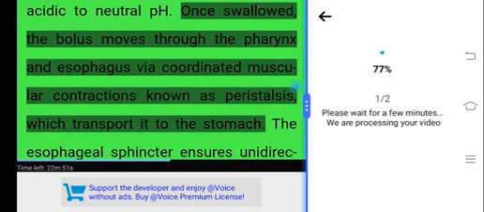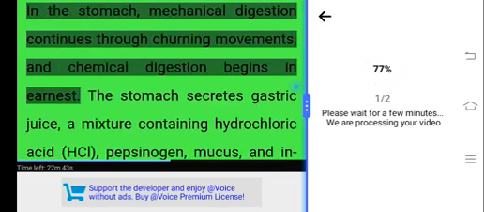Once swallowed, the bolus moves through the pharynx and esophagus via coordinated muscular contractions known as peristalsis, which transport it to the stomach. The esophageal sphincter ensures unidirectional movement and prevents gastric reflux. In the stomach, mechanical digestion continues through churning movements, and chemical digestion begins in earnest.